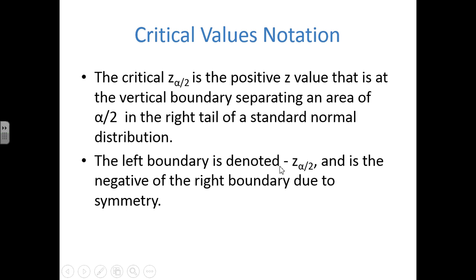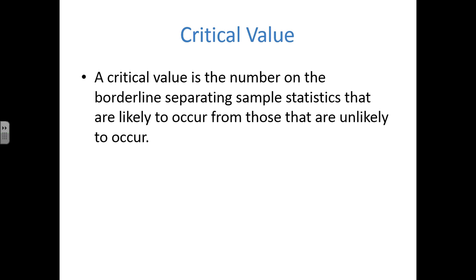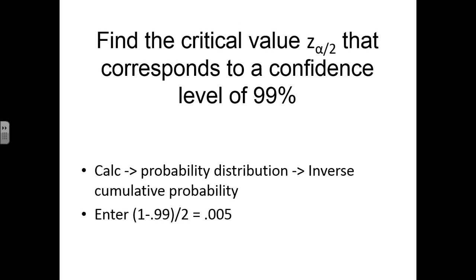And the lower boundary is separated by negative z of alpha over 2, and the right boundary is separated by positive z of alpha over 2. So these critical values are on this borderline, and we can find them using either the tables or Minitab to find these values that separate what's known as the tails of the normal distribution.